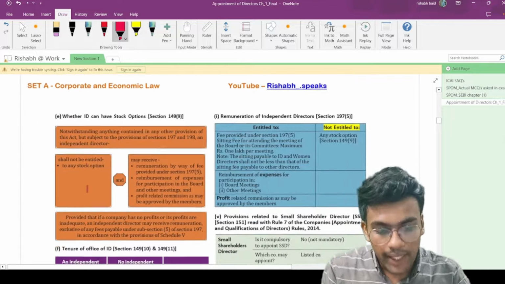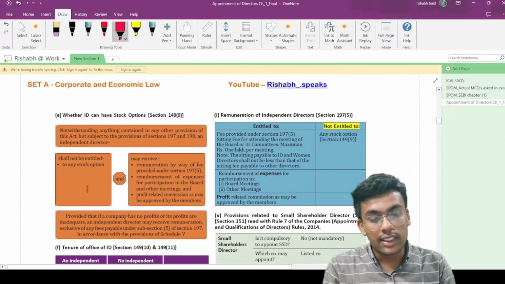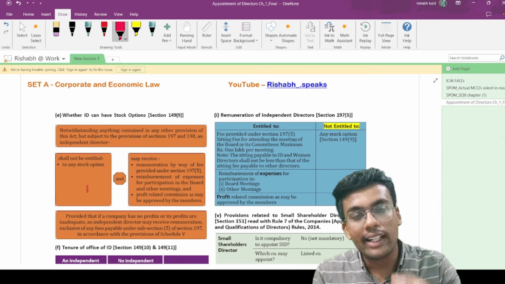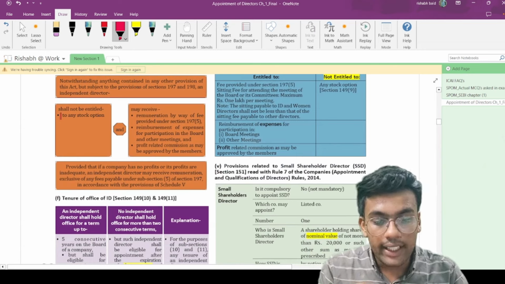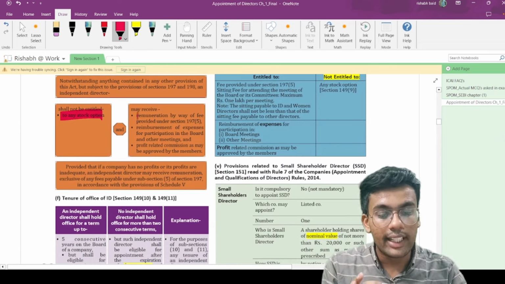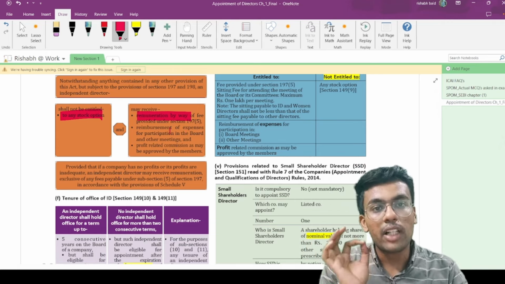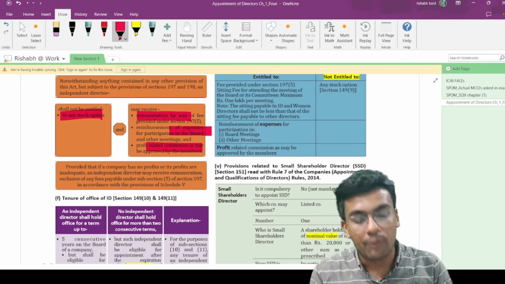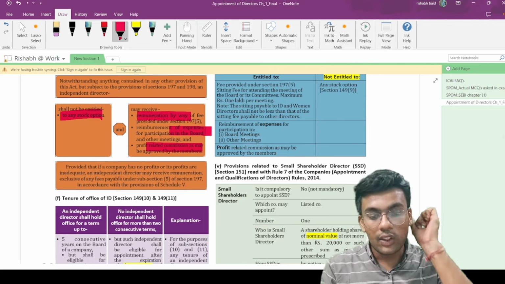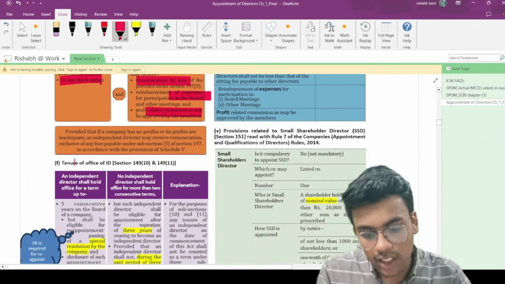Moving on to the next page, whether independent director can have stock options or not, a very good question can be framed from this. Independent directors cannot have stock options. He shall not be entitled to any kind of stock options, but he is entitled to the remuneration according to section 197 subsection 5, reimbursement of expenses for attending board meetings, and profit related commissions if approved by the board members. So this is only what he is entitled to. He is not entitled to any kind of ESOPs. Please keep this in mind.